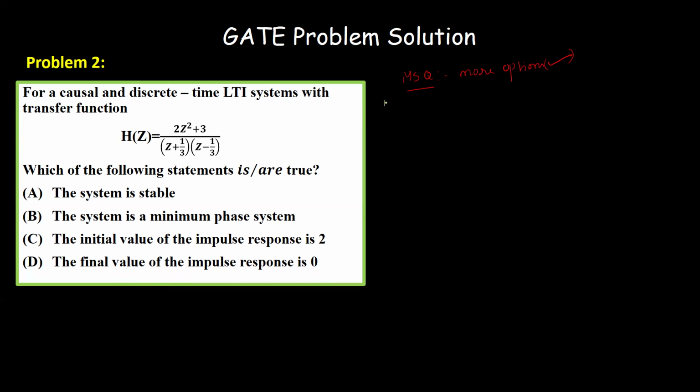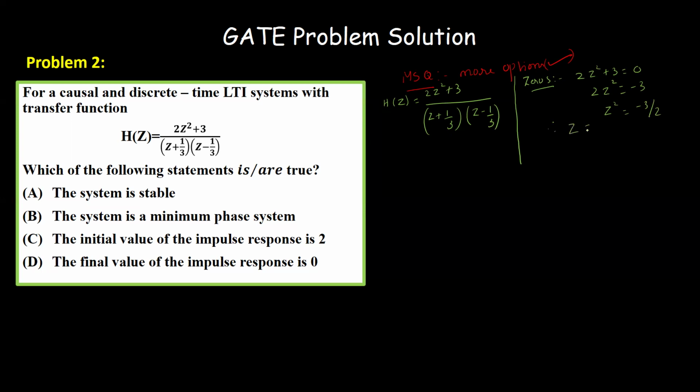Let me find the poles and zeros first. Given h of z equals 2z square plus 3 by z plus 1 by 3 into z minus 1 by 3. With the poles and zeros, we can check for stability and minimum phase system first. To find the zeros, the numerator should be equated to 0. Let me find the factors of the numerator. 2z square equals minus 3, z square equals minus 3 by 2. Therefore, z equals plus or minus j root 3 by 2. So these are the zeros. For the poles, we can write directly from the denominator factors z plus 1 by 3 and z minus 1 by 3. So the poles are z equals plus or minus 1 by 3.